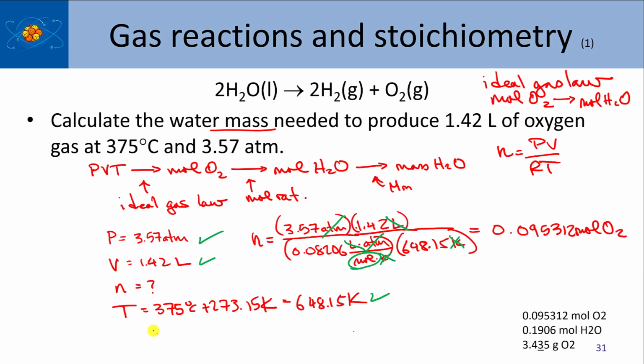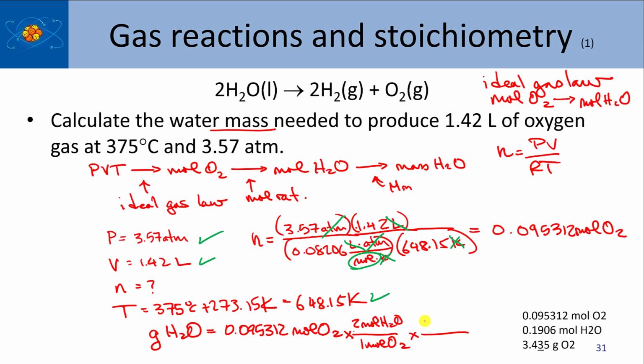I need grams of H2O. So I'm going to start with my moles of oxygen. And to be clear, where I'm at in what we're doing is I need to go to moles of water. So there's 2 moles of H2O for every 1 mole of oxygen. And then the molar mass of water is 18, oops, sorry. I got it.